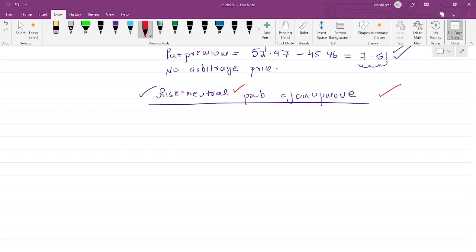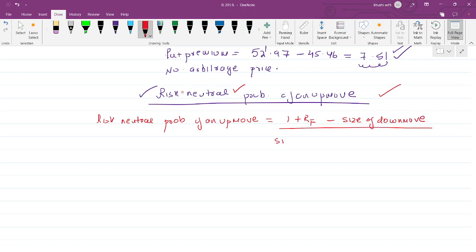And how am I going to calculate this risk neutral probability? So calculation of this risk neutral probability has a particular formula, right? Let's look at that formula. Now my risk neutral probability of an up move is calculated in this fashion: 1 plus risk-free rate minus size of down move, divided by size of up move minus down move.